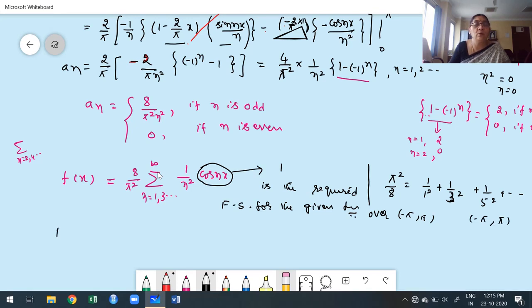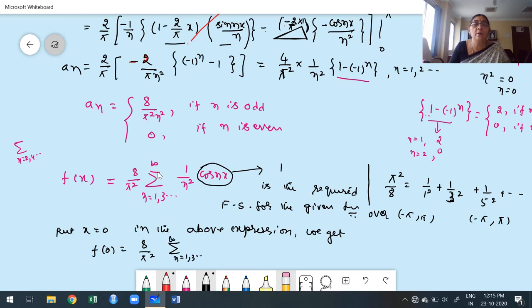Therefore, what are we going to do? Put x equal to 0 in the above expression. We get f of 0 equals 8 by pi square, summation n ranging from only the odd values 1 to infinity, 1 by n square, because cos 0 is 1. Okay, fine. In the next step, I want to know the value of f of 0.